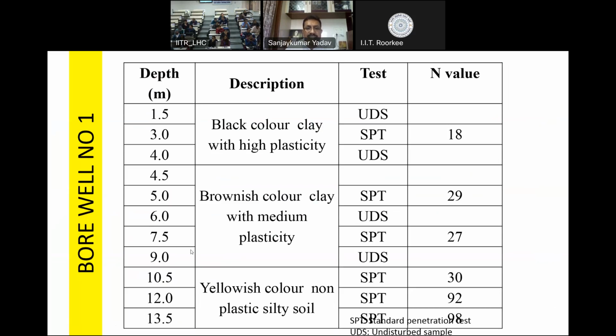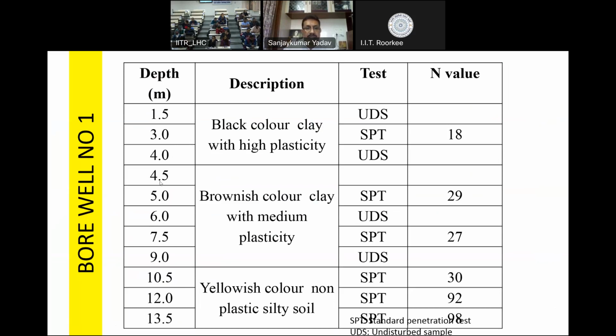And based on this identification, it has been found that the pond can be constructed up to 1.5 to 3 meter depth or 1.5 to 4 meter depth. At the same time, in this proposed pond, recharge shafts are also planned to be constructed. So what should be the depth of those recharge shafts?